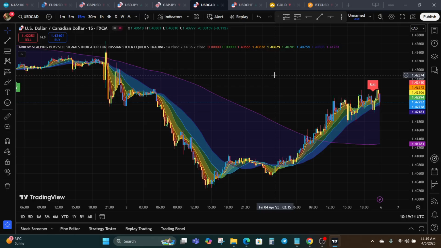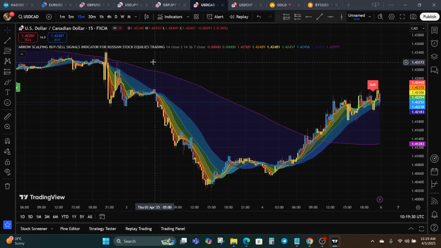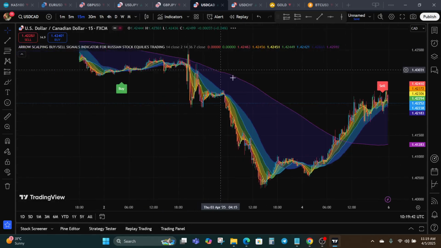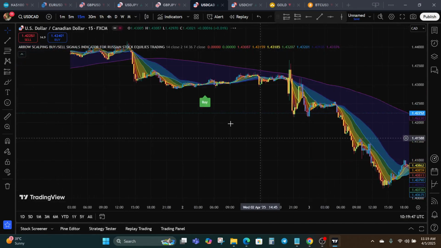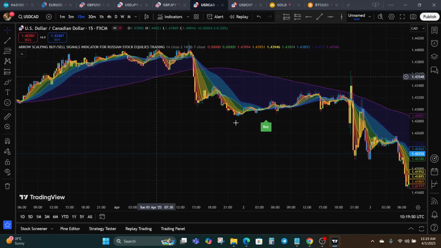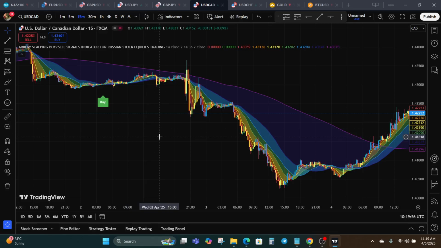Now let us start by talking about what this indicator does. The arrow scalping buy sell signals indicator. You know, there are actually different buy sell signals indicators. There are different indicators that give you buy and sell signals and display arrows. The name comes from the fact that it gives you buy sell signals with arrows, and there are different indicators that do that, although their methods might be different. Basically, you just come here and search for the arrow scalping buy sell signals indicator.